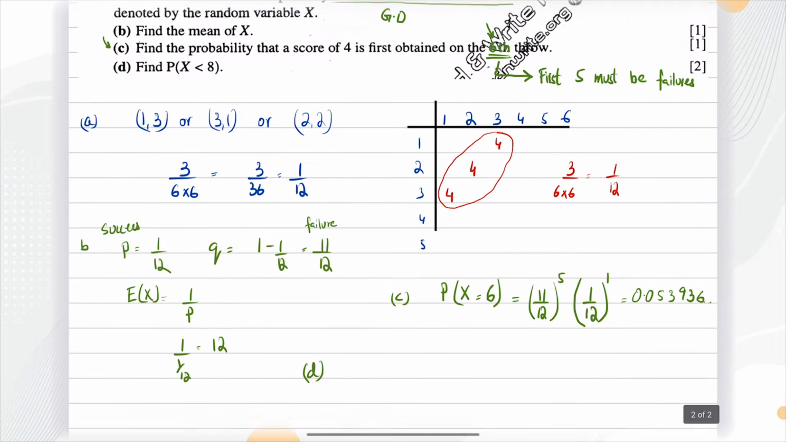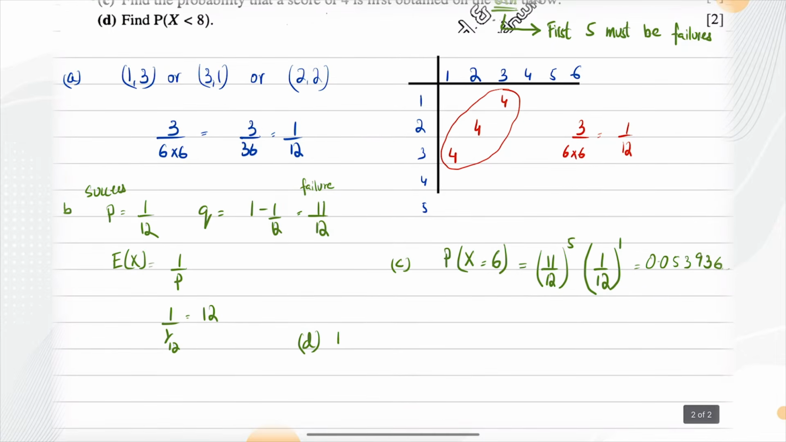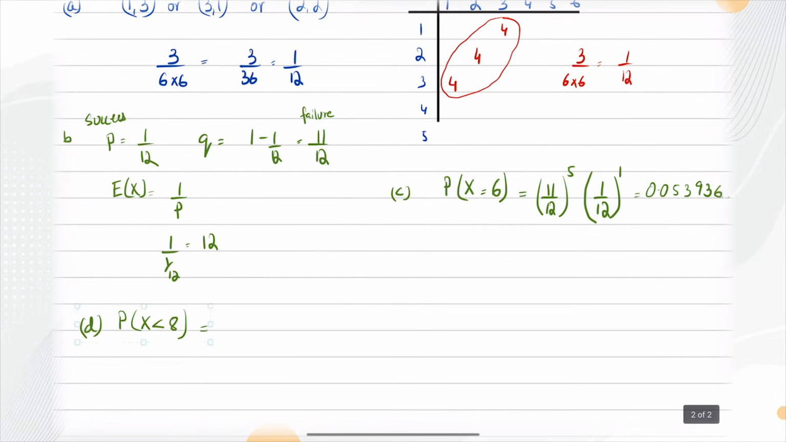Okay, now comes part D. Part D says find the probability that x is less than 8. Okay, now this is where things get tricky. First, let's understand what it is that the question is trying to ask. So finding the probability that x is less than 8.